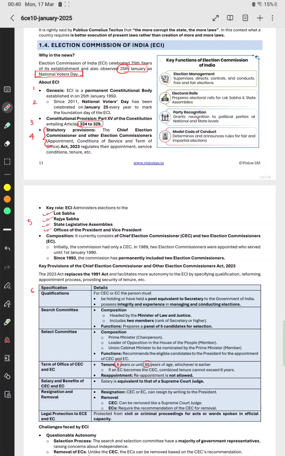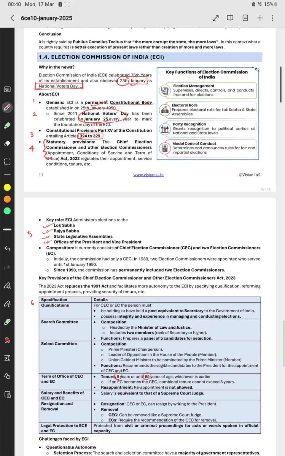Fourth topic is Election Commission of India. We celebrate National Voters Day on 25th January. An Election Commission is a constitutional permanent body.